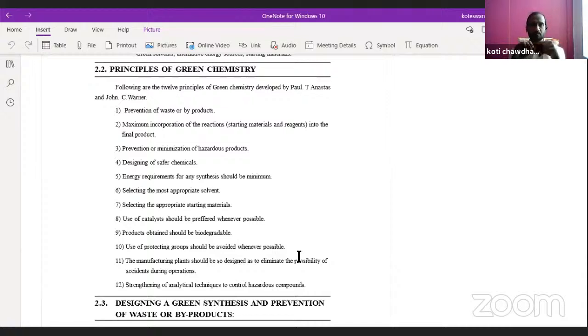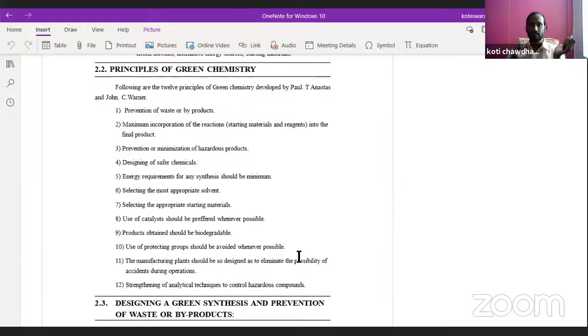The first principle is prevention of waste or byproducts, which I've already discussed. Only then is it a green synthesis or green process. Whenever we design a synthesis of a product, we need to eliminate the byproducts and the waste, or at least reduce the amount of byproduct and waste. That is also green technology.